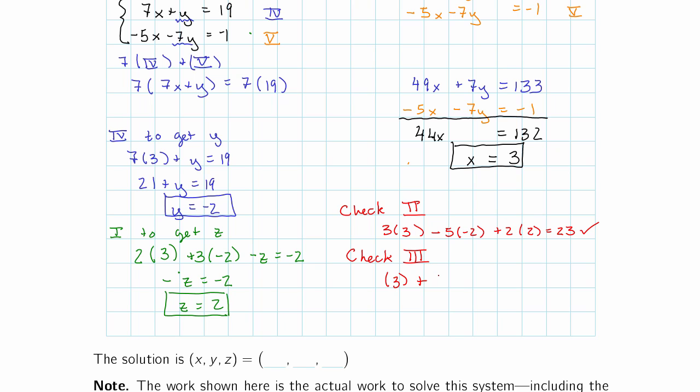And I'm going to check in 3, where I'll plug in x plus 2 times y minus 3 times z. Does it equal negative 7? Well, 3 minus 4 is negative 1. Minus 6 is negative 7. Yes. You can also just throw all of that into a calculator and make sure that it works out. So, having checked, I know now for sure that the solution is x is 3, y is negative 2, and z is 2. That is the solution to this system.